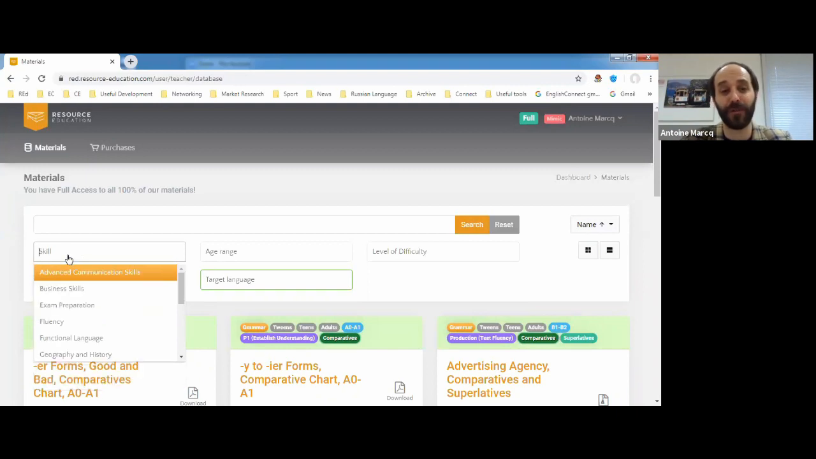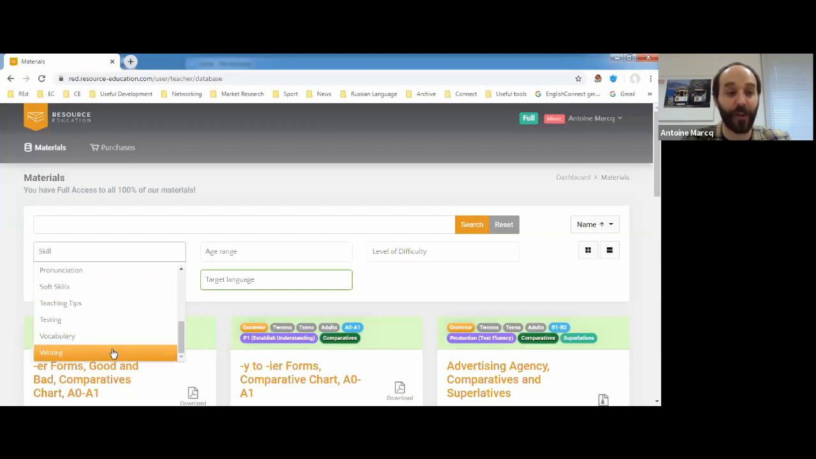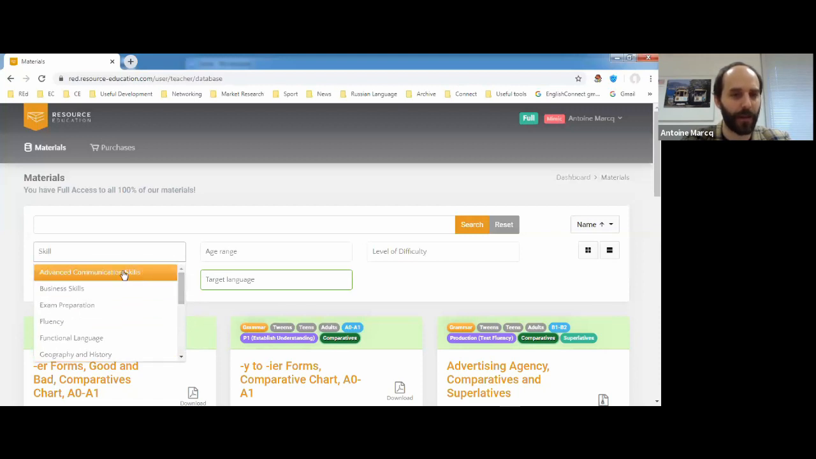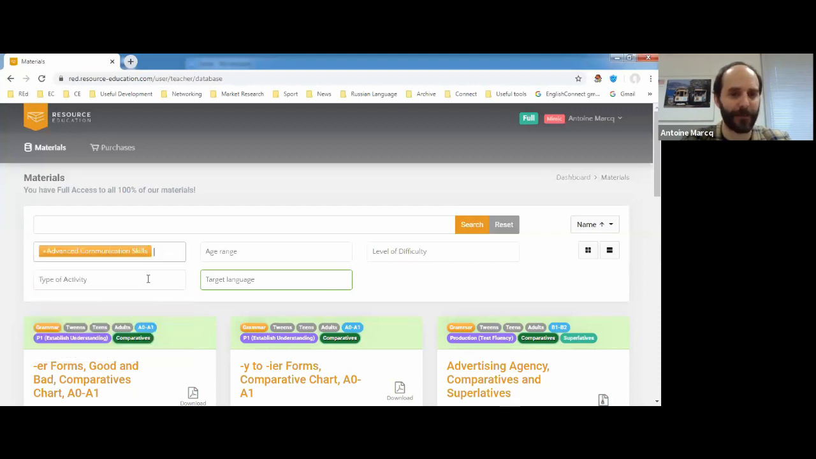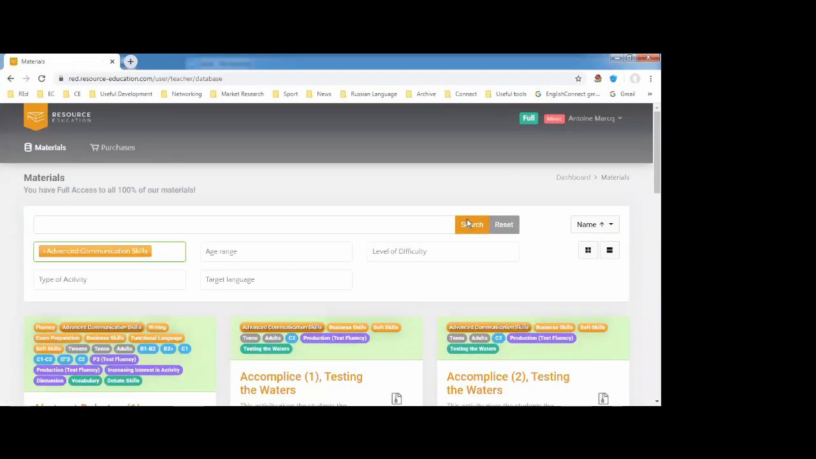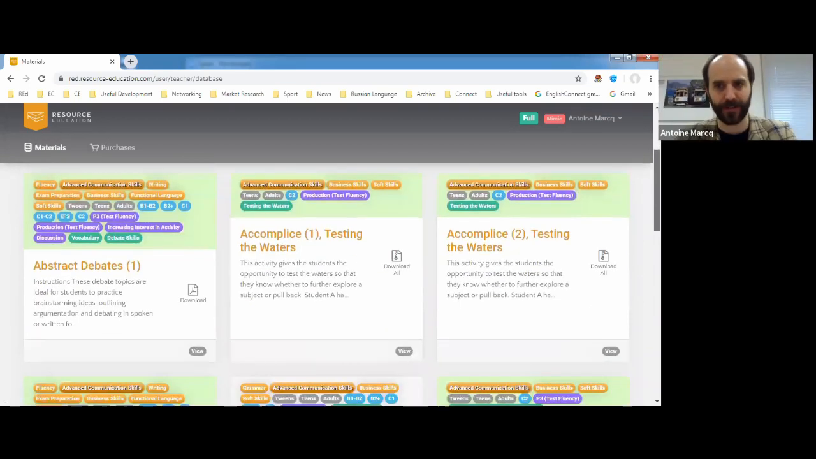Right now, what we're going to do is have a look at skills, because in skills, we have our classic skills like exam preparation, fluency, functional language, grammar, vocabulary, pronunciation. But you see there are other things, writing, testing, teaching tips, and we have something called soft skills here, as well as advanced communication skills. So we're going to take a look at that. First, I'm going to start filtering only advanced communication skills, only soft skills. It's very nice.